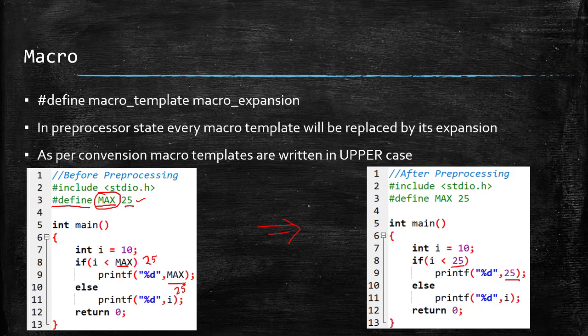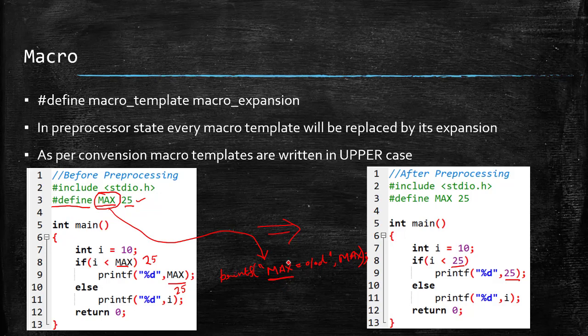Now, if I write printf("MAX = %d", MAX), remember one thing, this MAX inside the quotes is not a pre-processor directive. So this MAX is not actually the macro template. It is written in double quotation, which means it is just a simple string.